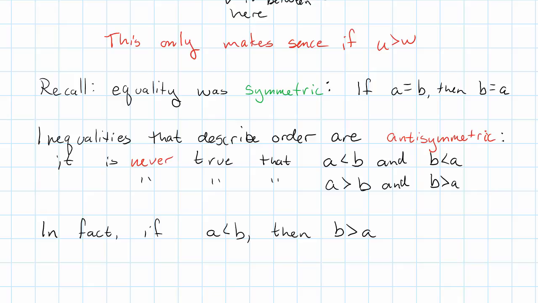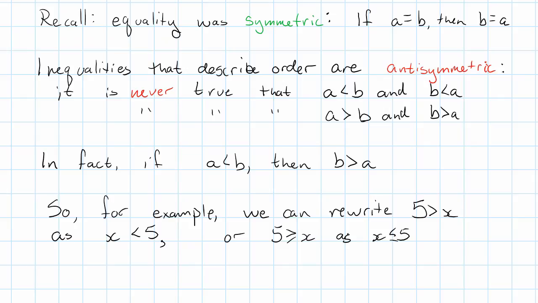If A is less than B, then B is greater than A. If A is on the left, then B is on the right. And of course this is true the other way round. If B is on the right, then A is on the left. We can still use this to rewrite inequalities. We just have to remember to switch the symbol. We can rewrite 5 is greater than x as x is less than 5. We can rewrite 5 is greater than or equal to x as x is less than or equal to 5.